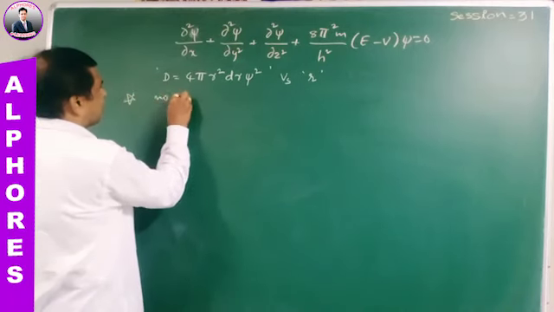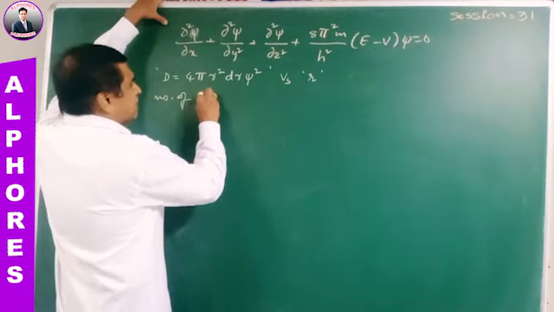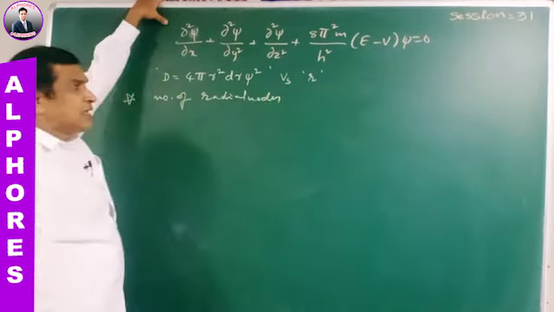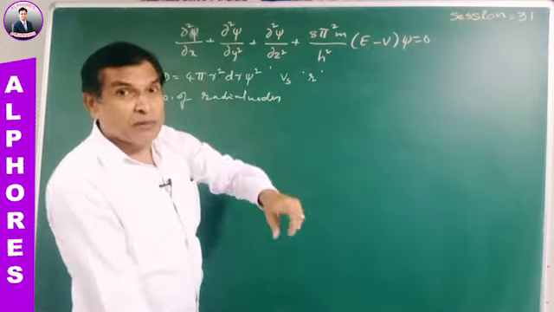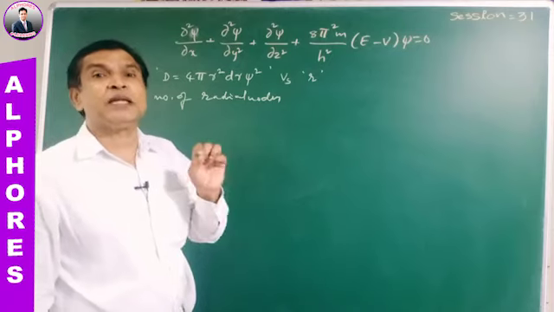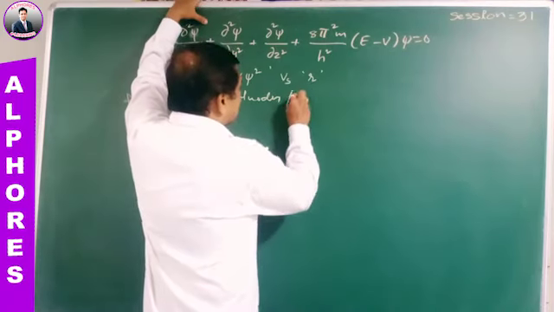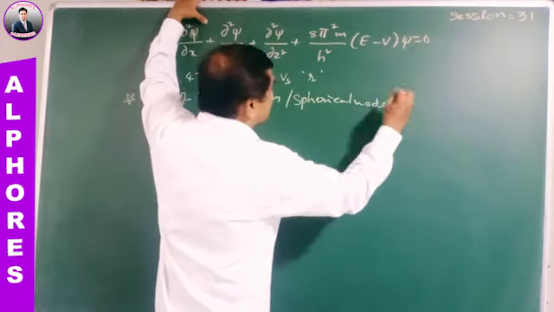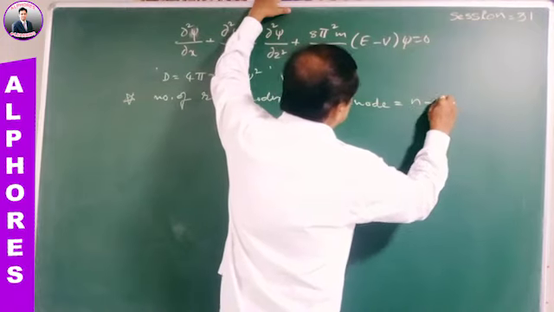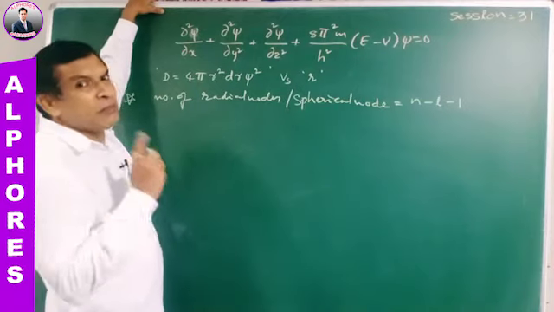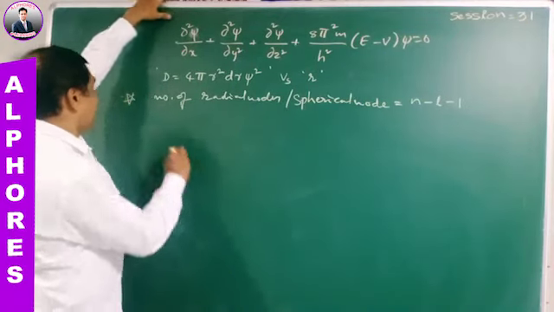number of radial nodes. The number of radial nodes is also called number of nodes, number of nodal surfaces, or number of spherical nodes. Radial nodes or spherical nodes, remember, is equal to n minus l minus 1. Important concepts, all these you should remember and practice.